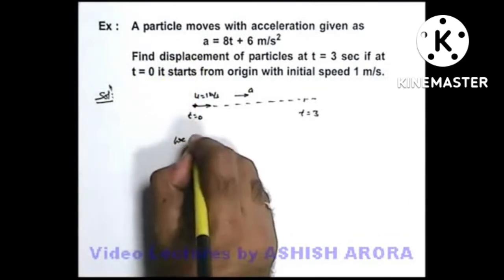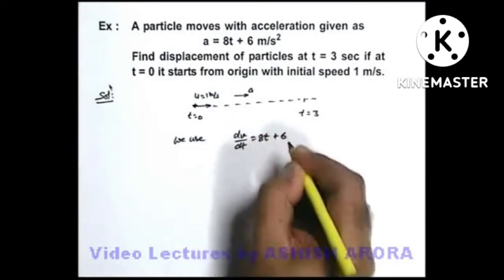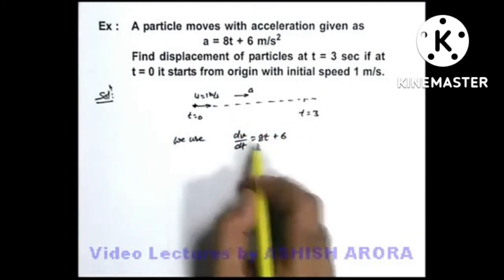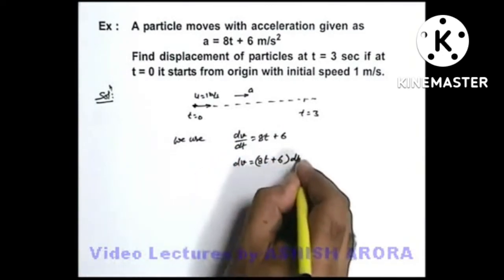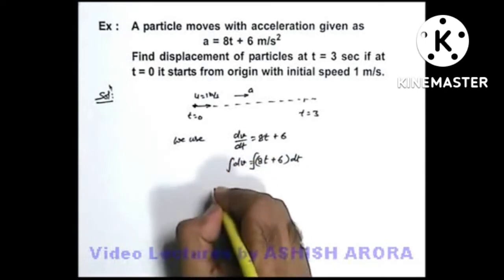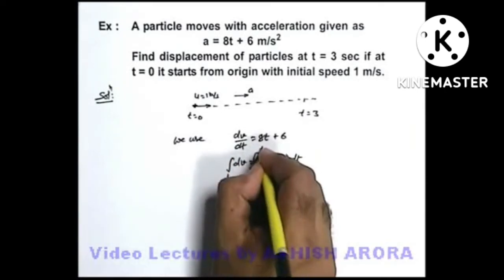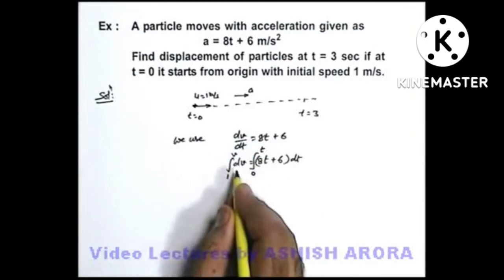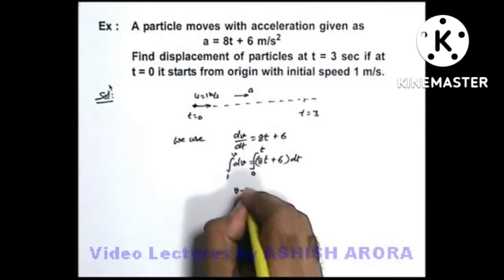So here we use dv by dt is equal to 8t plus 6, as acceleration can be written as dv by dt. It can be further written as dv is equal to (8t plus 6) into dt. If we integrate both sides with the relation that at t equal to 0, the speed was 1 meter per second, and at a general time t, velocity is say v, on the left hand side we get v. When we apply limits from 1 to v, it is v minus 1.